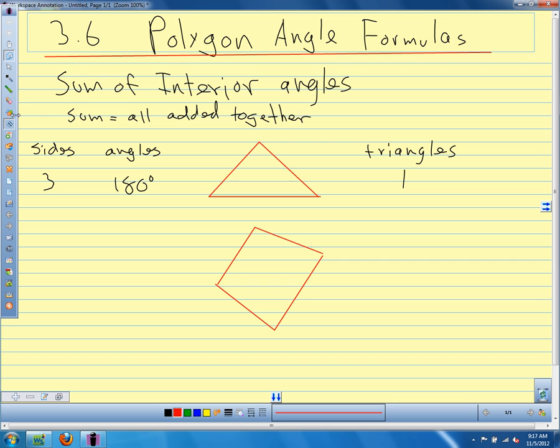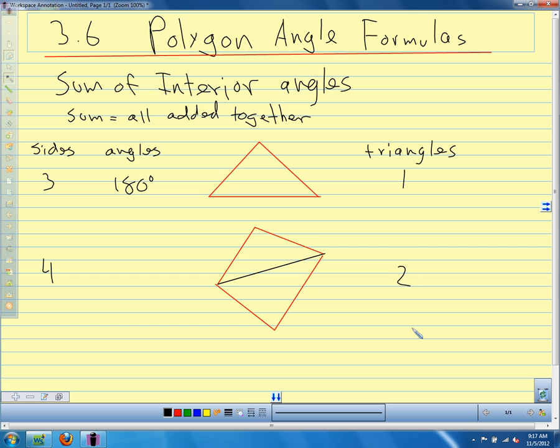So there's a 4-sided shape. And what I'm going to do is divide the shape into triangles. So I'm just going to draw across like so. Now, how many sides do we have in this shape? 4 sides. How many triangles was I able to divide it into?